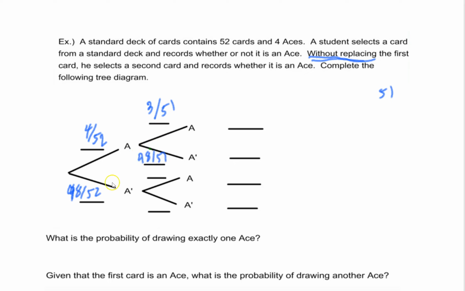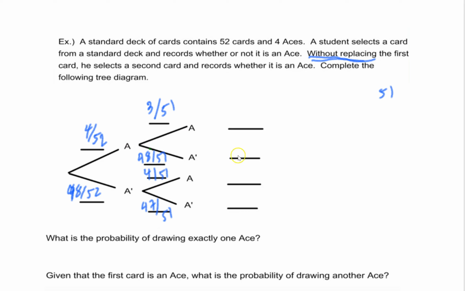Down here, the opposite idea. We didn't pick an ace the first time. So odds of getting not an ace is 1 less out of 51. And the odds of getting an ace is still the same. We haven't picked it. So 4 out of 51. So something to that effect.